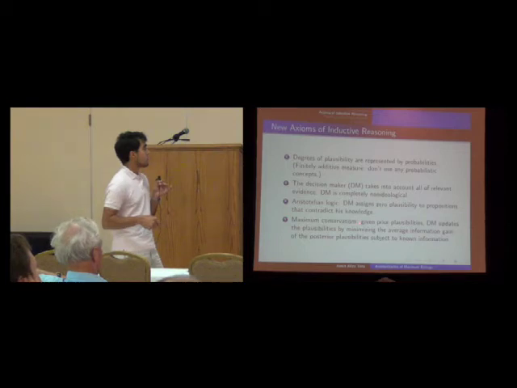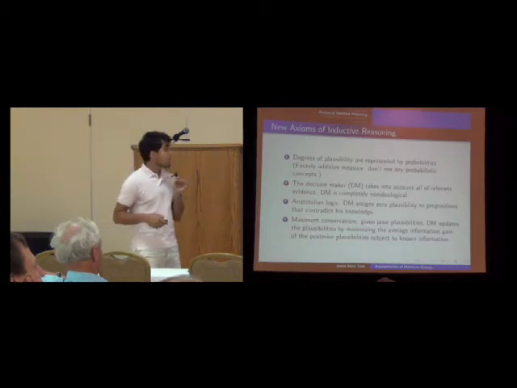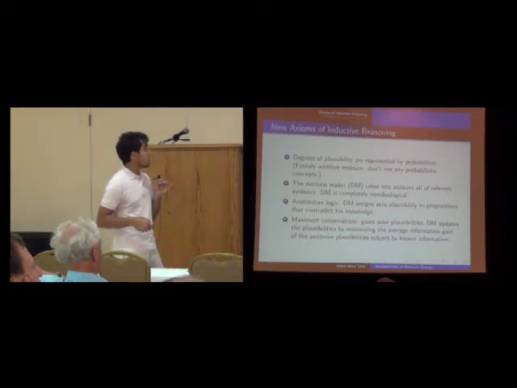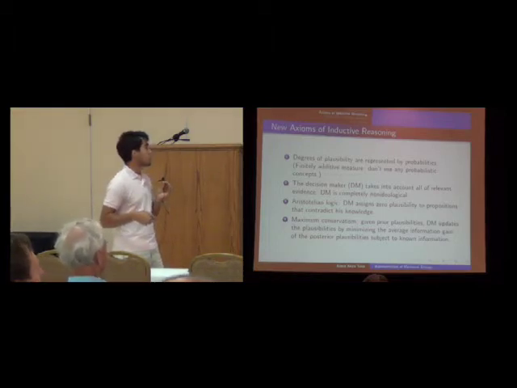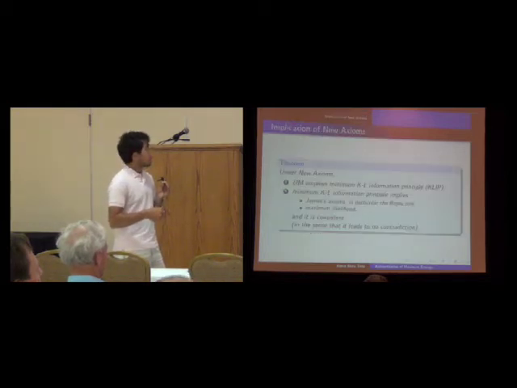And the fourth axiom is the most important. Maximum conservatism is, given the prior plausibilities, the decision maker updates the plausibilities by minimizing the average information. So he sticks to his prior as much as possible. That is what maximum conservatism means. And if we assume these axioms, we can prove this theorem.